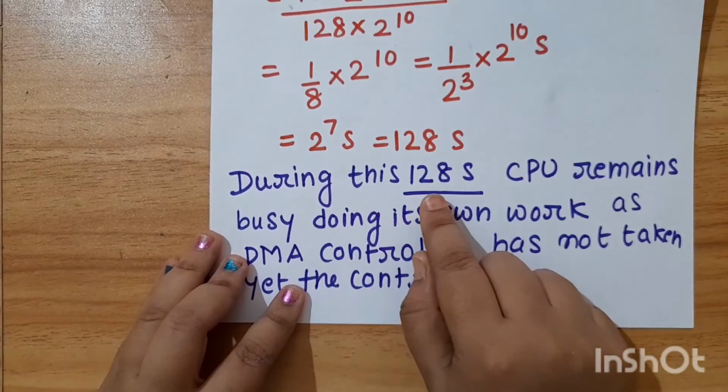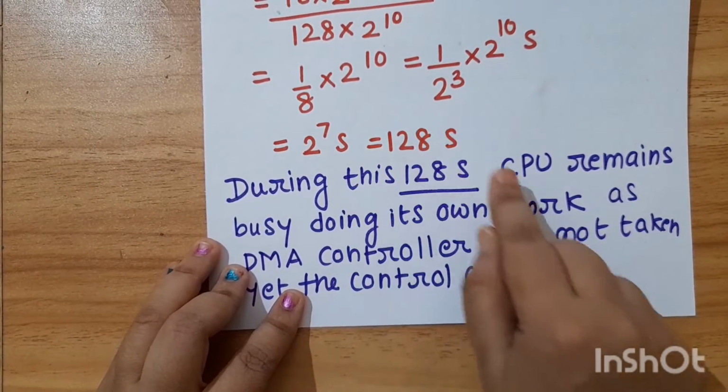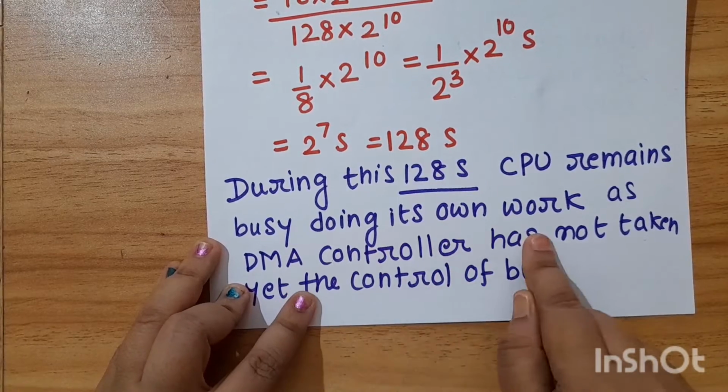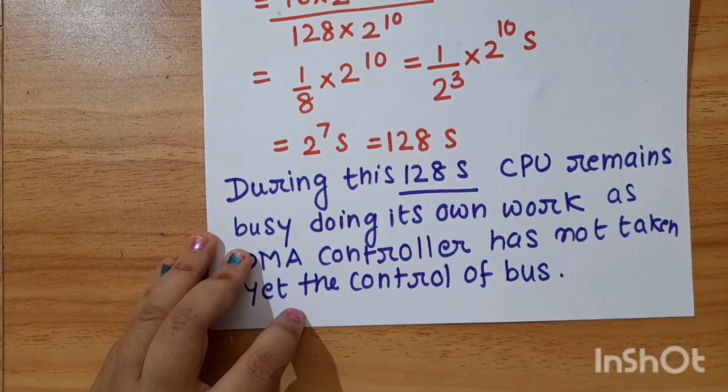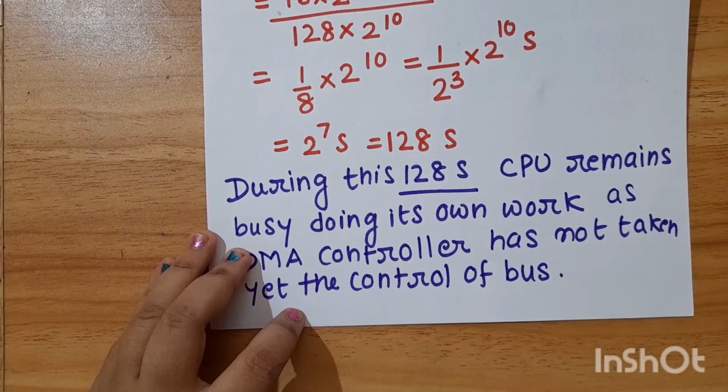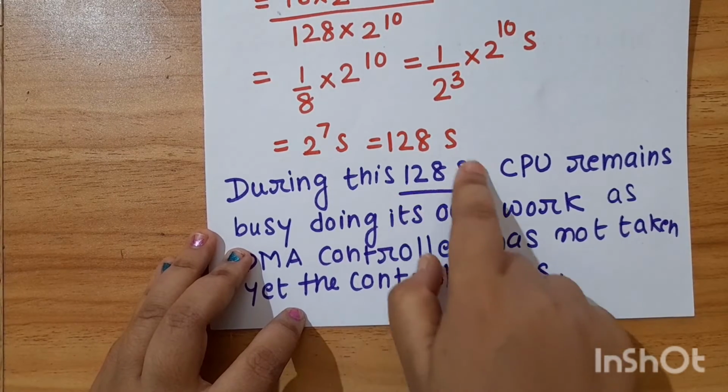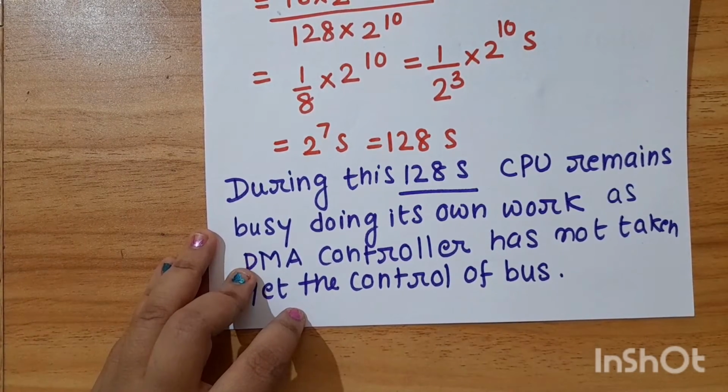Now during these 128 seconds, the CPU remains busy doing its own work as the DMA controller has not yet taken control of the bus. When the interface buffer is full, at that time the DMA controller takes control of the bus and transfers the data from I/O to memory. So during these 128 seconds, the CPU has control of the bus and the DMA controller does not have the control of the bus yet.